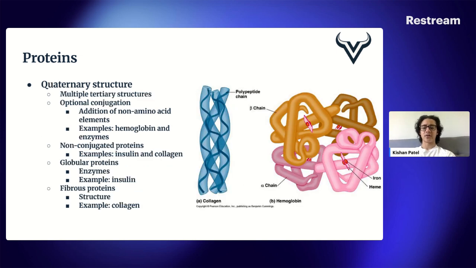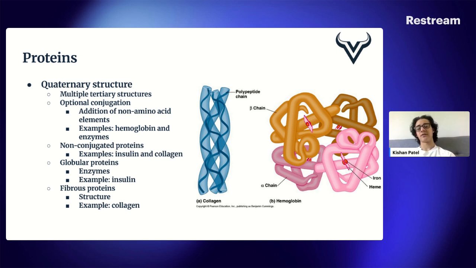Lastly, we have quaternary structure. So this can be multiple tertiary structures put together. As you can see in the right picture of hemoglobin, there are four different chains here. You can also have something called conjugation optionally, which is the addition of non-amino acid elements. So in the case of hemoglobin, there are heme groups added, which are composed of iron. In the case of collagen on the left, this is a non-conjugated protein, meaning that it is just a combination of tertiary structures without the addition of non-amino acid elements.